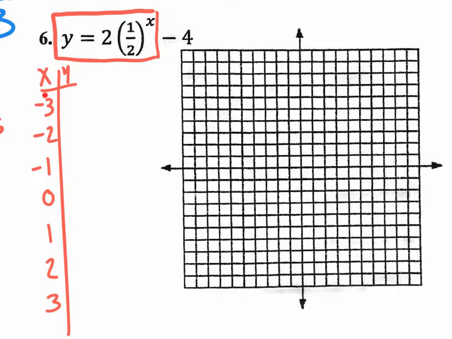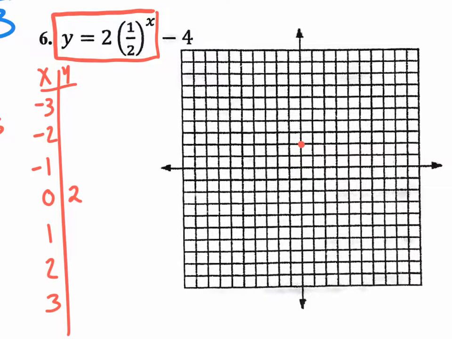So the easiest number to plug in is 0. When you plug in 0, anything to the 0 power is 1, and 1 times 2 is 2. So when you plug in 0, you get out a 2, and that's the first coordinate of your parent graph. You could graph that if you want. I am going to. There's the coordinate 0, 2. 0 on the x, 2 on the y.